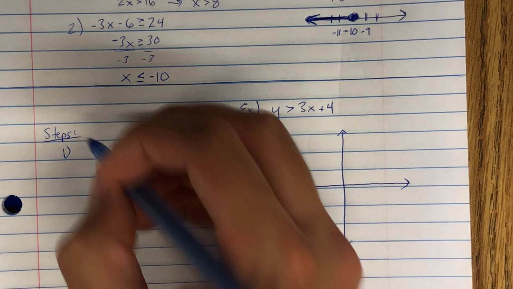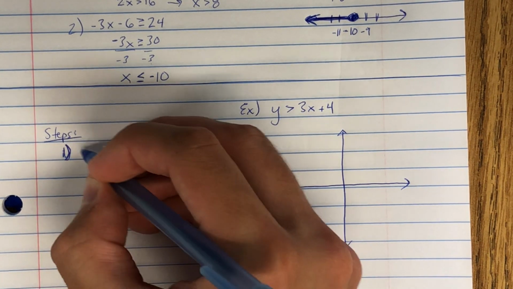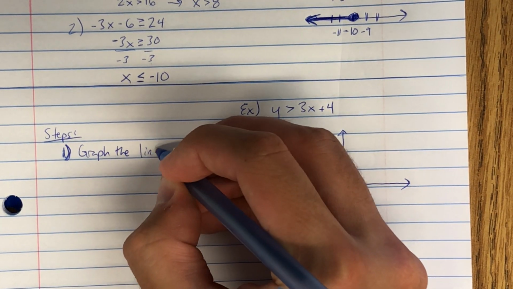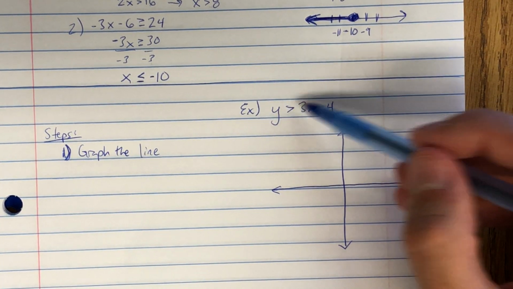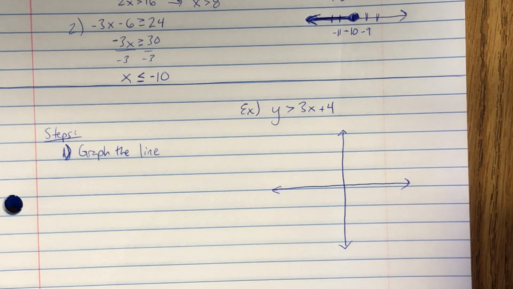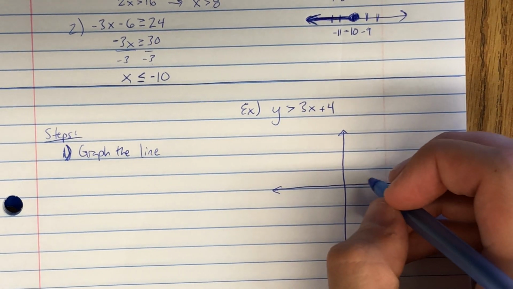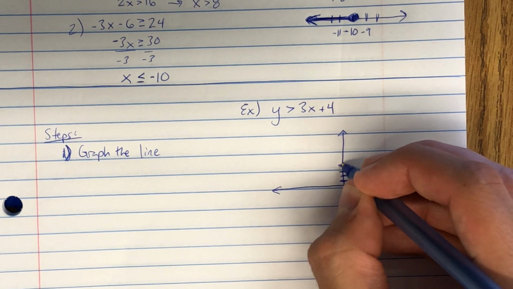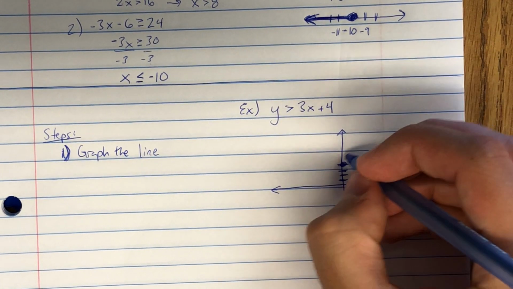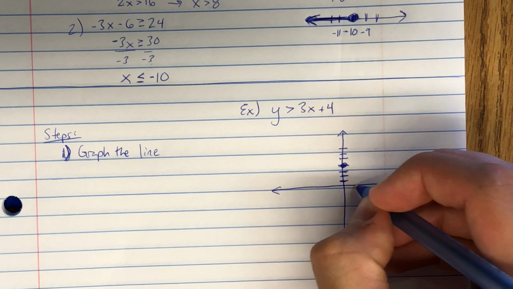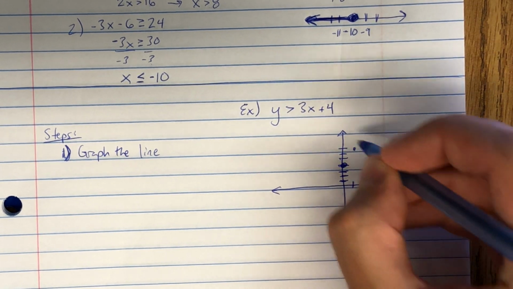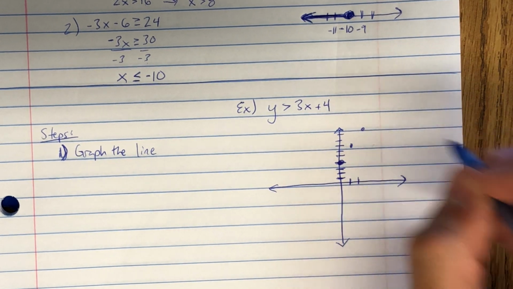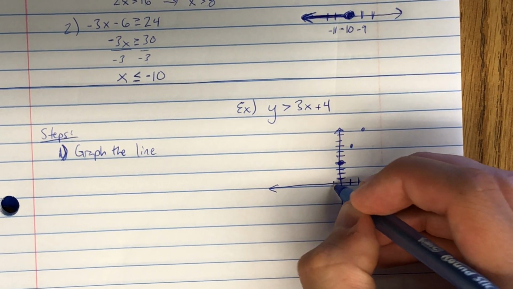Number one is we graph the line. So we can imagine this is y equals 3x plus 4, so we're going to graph it like we would graph that. So that means our y-intercept is at 4, and our slope is 3, meaning we go up 1, 2, 3, over to the right 1. Up 1, 2, 3, over to the right 1. And the same would follow for the opposite direction.